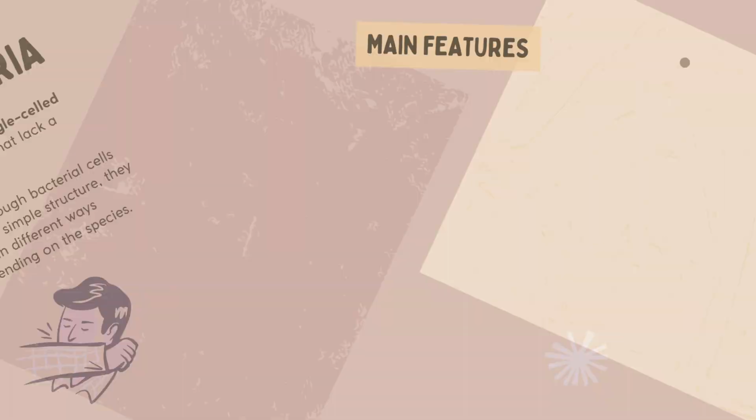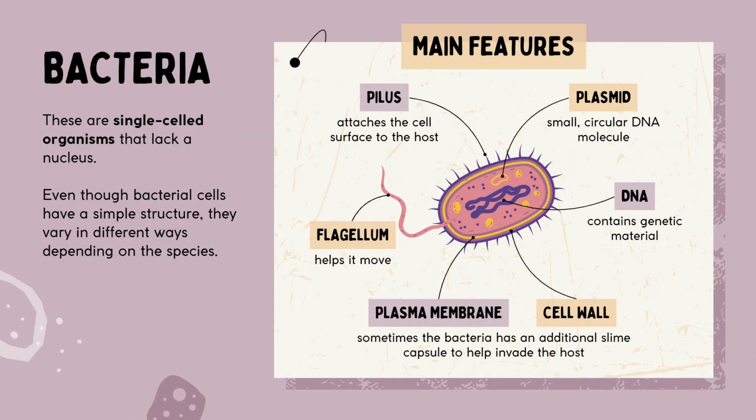Continuing on, bacteria. These are single-celled organisms that lack a nucleus. Even though bacterial cells have a simple structure, they vary in different ways depending on the species. The main features are pilus, which attaches the cell surface to the host, and plasmid, a small circular molecule.